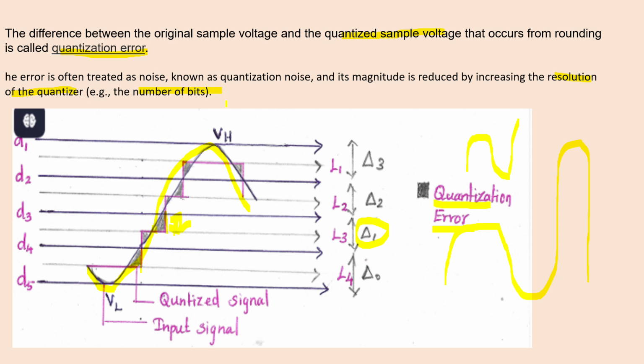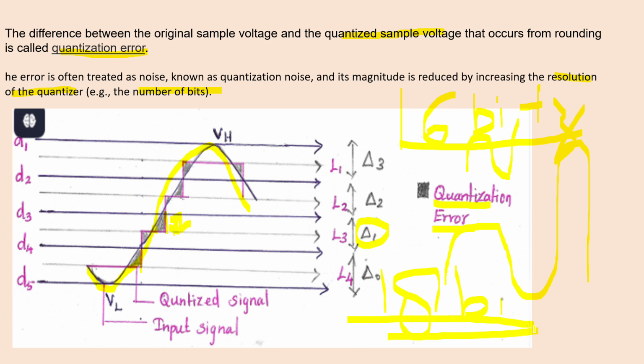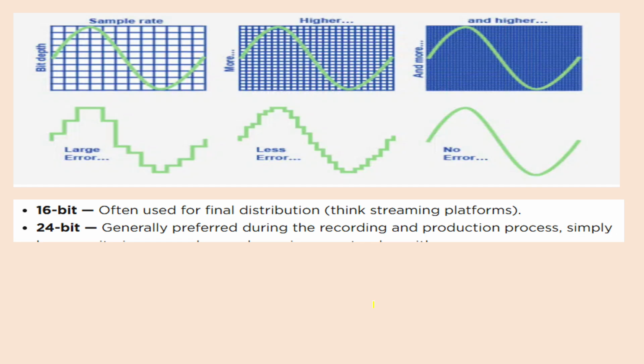If we increase the number of bits, suppose 16 bit, 16 bit has less noise compared to 8 bit. 16 bit has less quantization noise with respect to 8 bit. So this is the difference between them. You can better understand by this graph also.